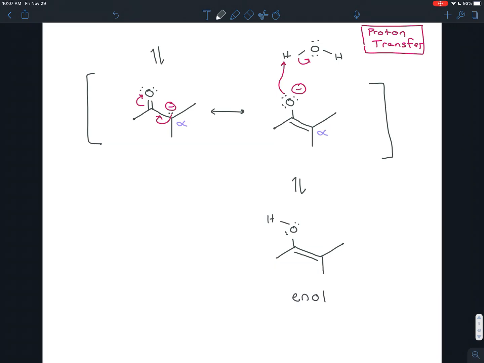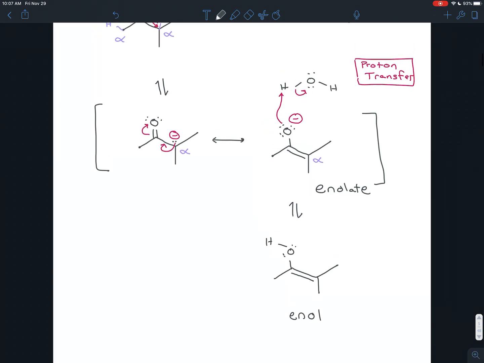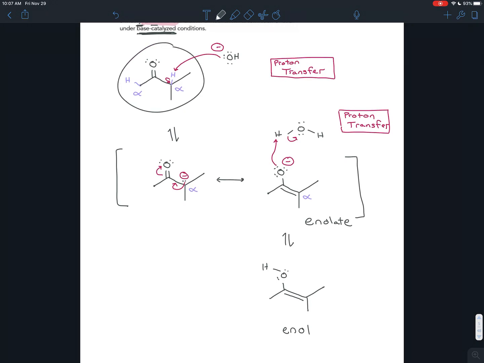En because double bond, ol because OH. Notice the difference between an enol and an enolate. The enol has the hydrogen, the enolate has a negative charge instead. So you can see that you can get this keto-enol tautomerism. You can go from a ketone or an aldehyde to an enol with a base, in addition to with an acid.